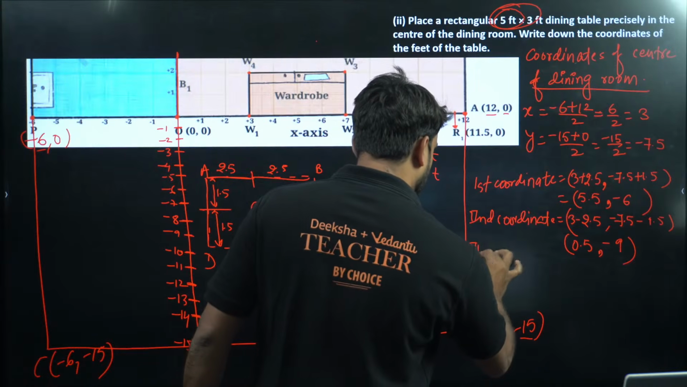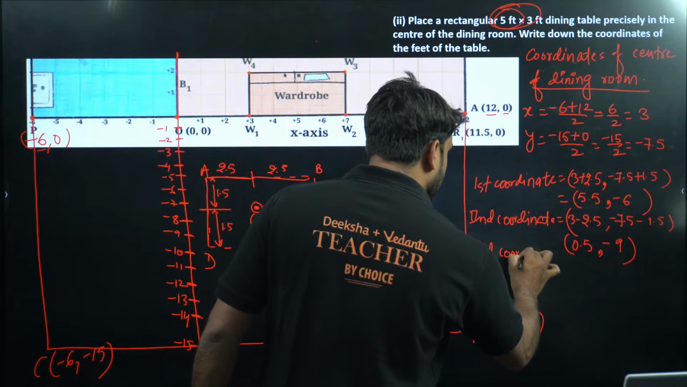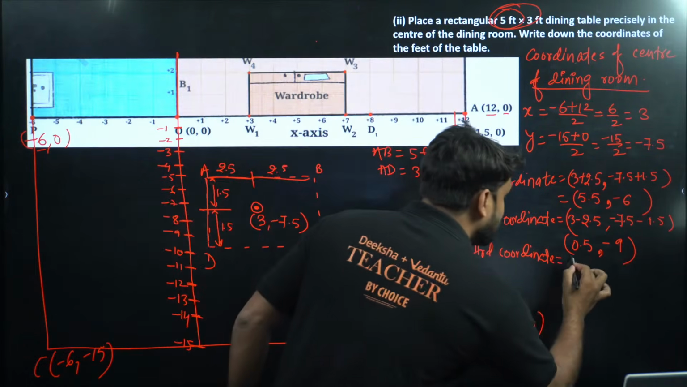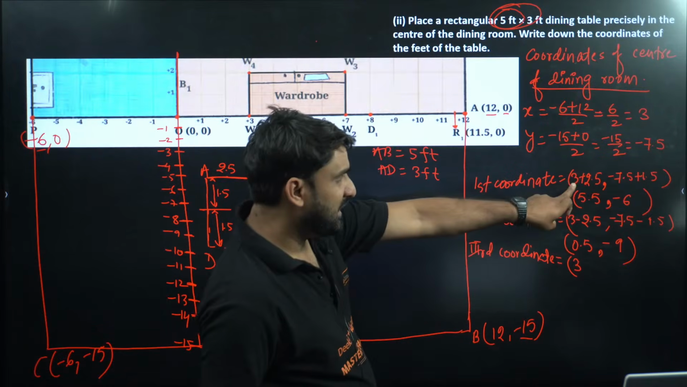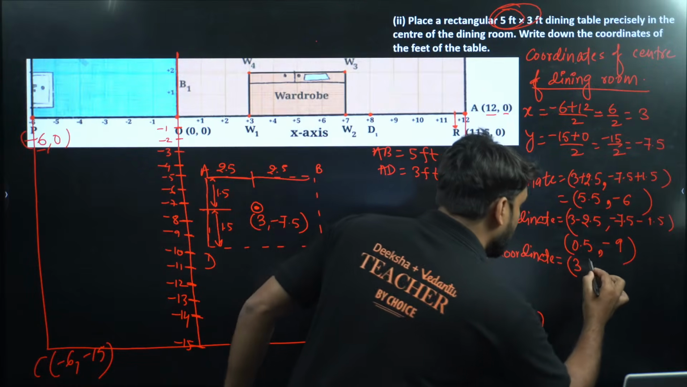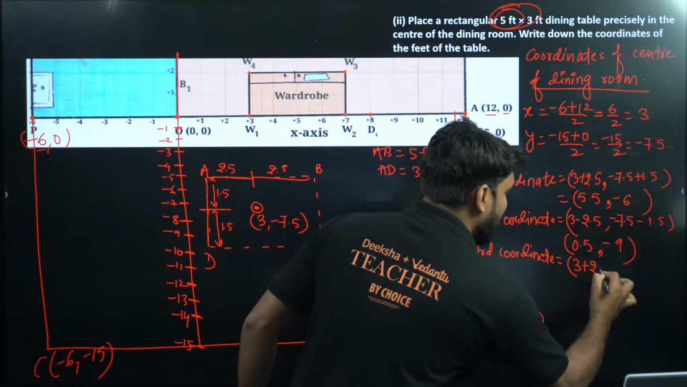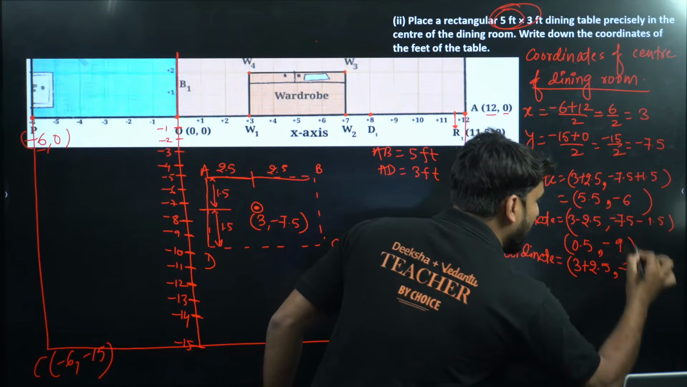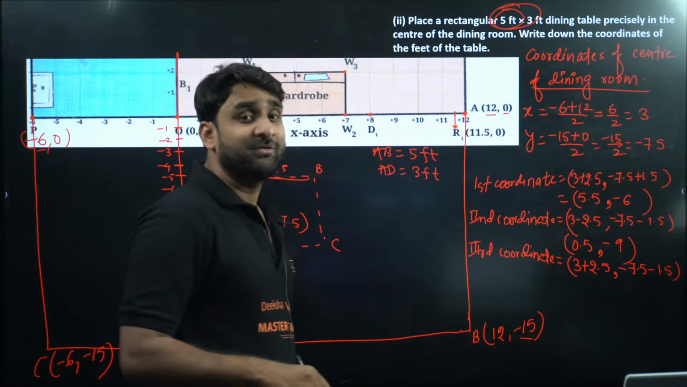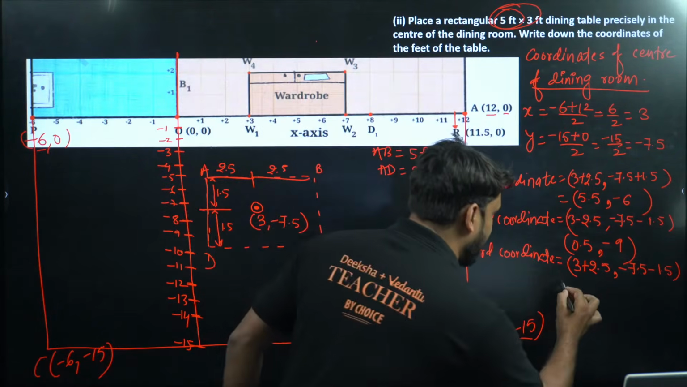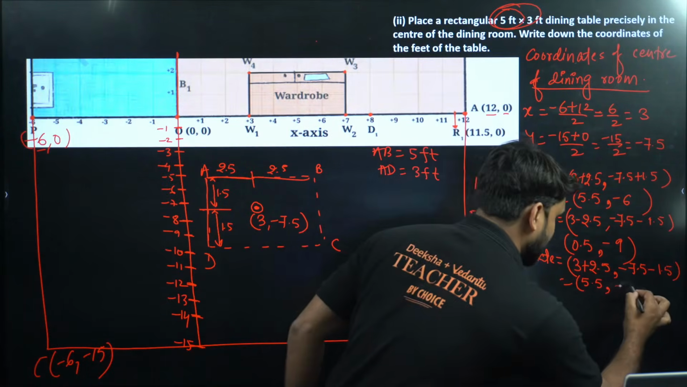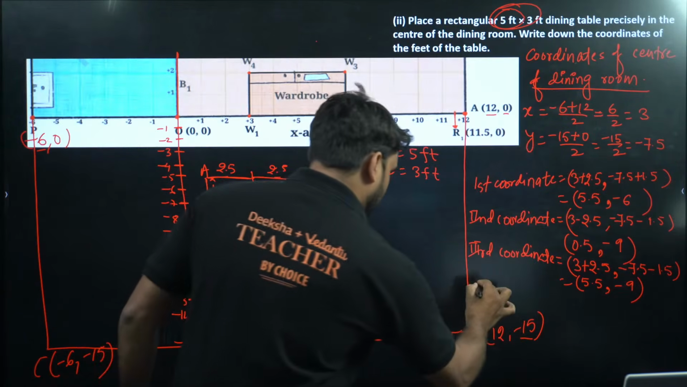Now find out the third coordinate. Class 9 champions, please listen. To find the third coordinate, in the first, both the values were added. Now do one thing: add the X coordinate, but in the Y coordinate, subtract the values. This is the trick. So 3 plus 2.5 will be 5.5, and the next coordinate will be minus 9.